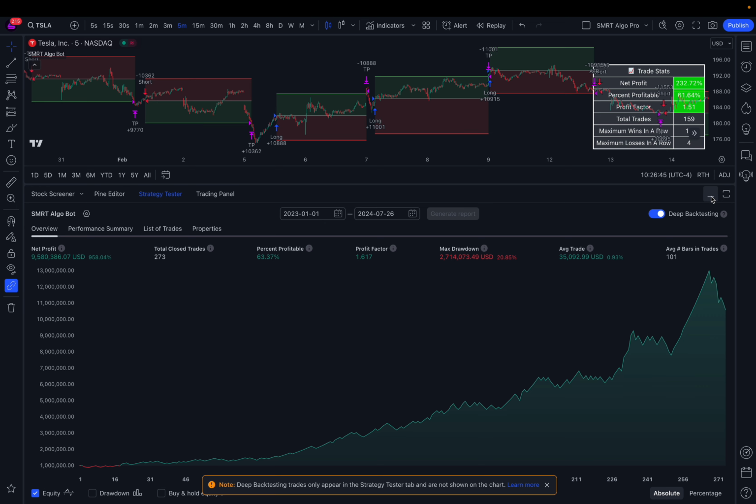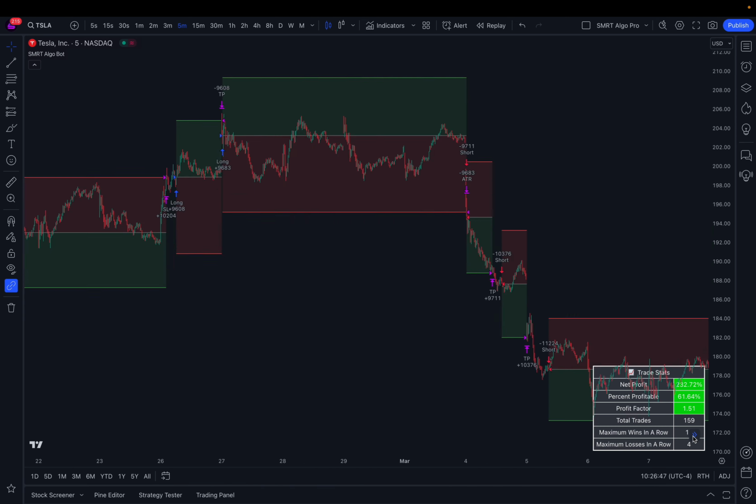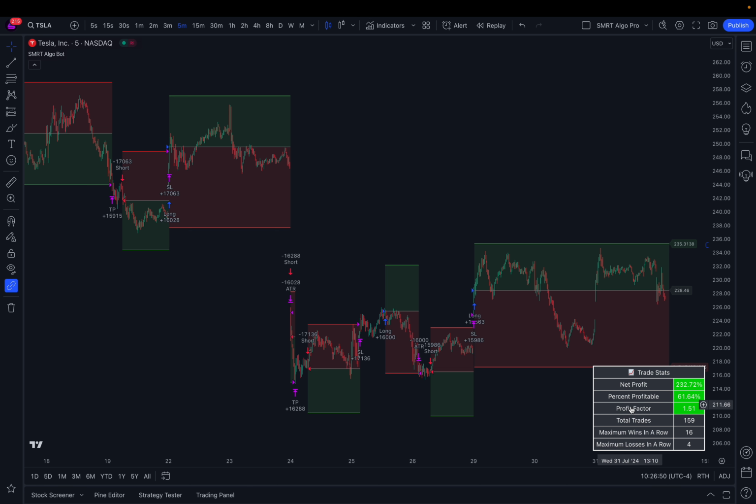Now, if I minimize the strategy tester here, you can see that we have max wins in a row of 16 and a max of 4 losing trades in a row. The reason why I put this here, the max wins and max losses in a row on the trade stats, is because a lot of traders, once they hit a win streak of maybe 2 or 3 trades in a row, feel very ecstatic, they're very happy. But once their trades hit, let's say, 2 or 3 losses in a row, then it messes with their psychology and messes with their feelings. They blame the strategy, saying that it doesn't work.